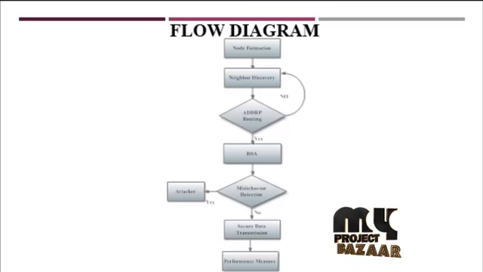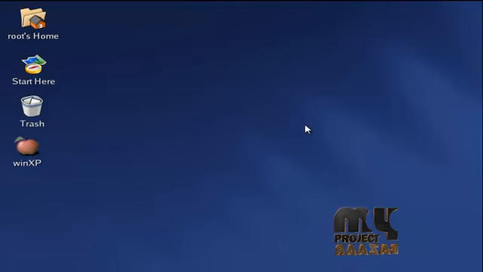Finally, the performance measure is calculated. The different network parameter analysis is done using the proposed protocol. Parameters like total energy consumption, throughput, packet delivery ratio, and delay are calculated. Now we are going to discuss the output of our project.